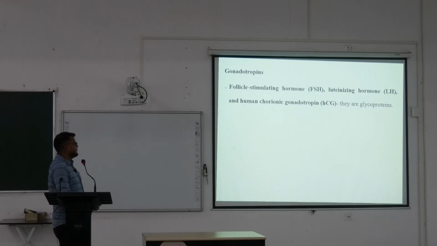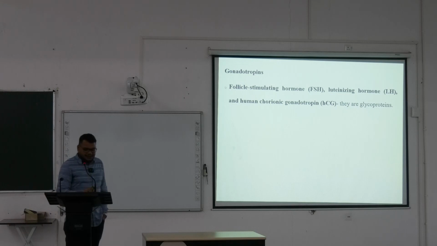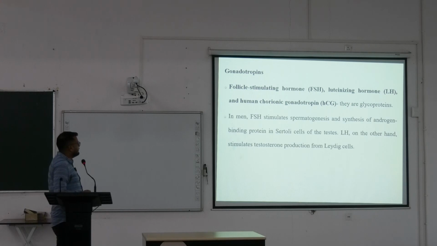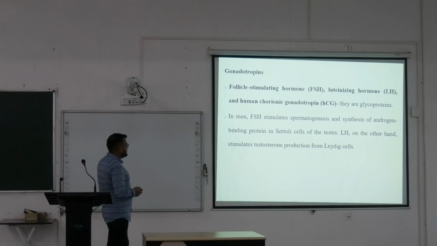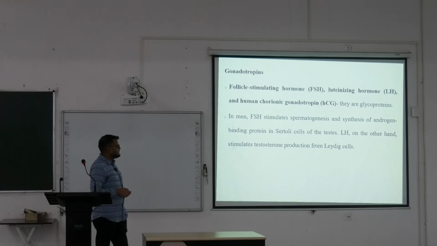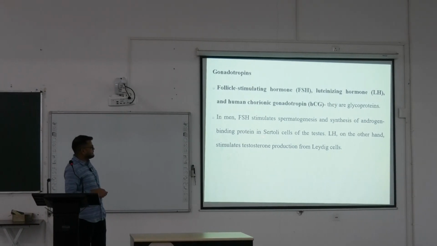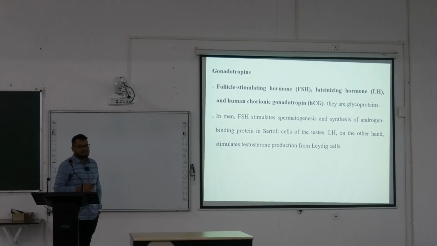Last, gonadotropins. Gonadotropins are mainly three. One is FSH, that is follicle stimulating hormone. One is LH, that is luteinizing hormone, and one is HCG, that is human chorionic gonadotropin. Three forms, as a whole we call it gonadotropin. In men, FSH stimulates spermatogenesis and synthesis of androgen binding protein in Sertoli cells of the testes. LH on the other hand stimulates testosterone production from the Leydig cells.